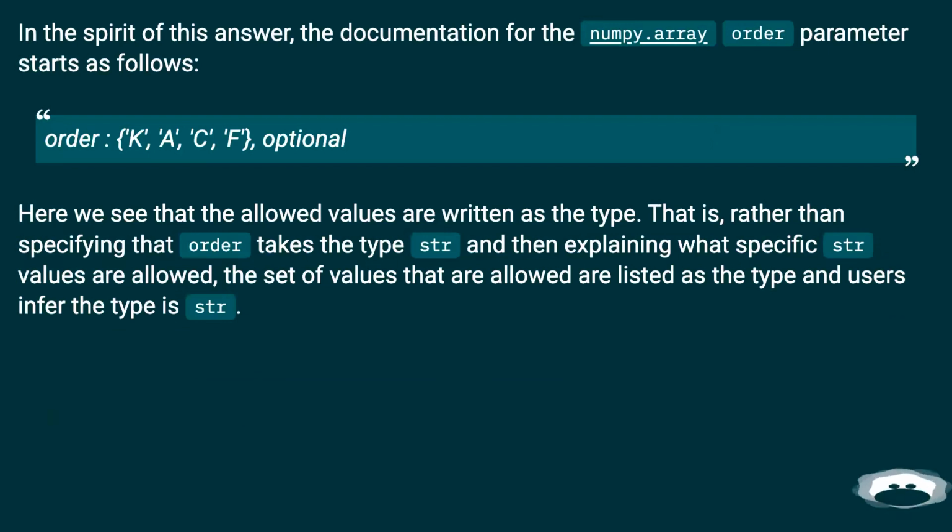In the spirit of this answer, the documentation for the numpy.array order parameter starts as follows. Order: {'K', 'A', 'C', 'F'}, optional. Here we see that the allowed values are written as the type. That is, rather than specifying that order takes the type str and then explaining what specific str values are allowed, the set of values that are allowed are listed as the type and users infer the type is str.